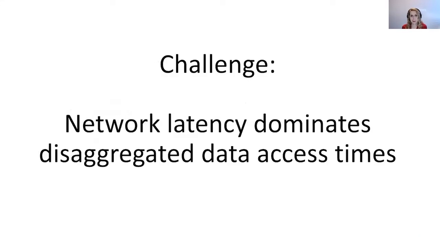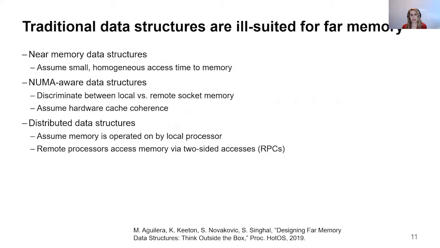So, the elephant in the room: network latency is dominating disaggregated access times. Well, let's rephrase this question a little bit. The way that programmers typically access memory is through data structures. So let's ask the question: what would it take to design data structures in a far memory environment? We can start by thinking about whether we can borrow any techniques from traditional environments, bearing in mind that we have to deal with this order of magnitude latency difference between far and near memory, as well as the lack of coherence support in the hardware between compute nodes.